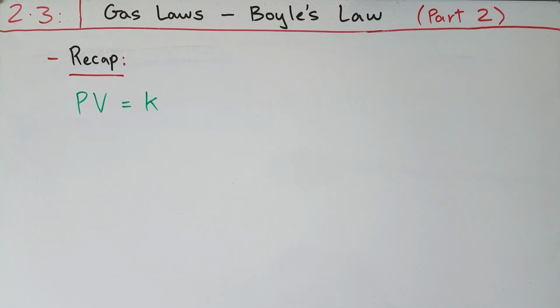In part 1 of section 2.3, we learned that the product of pressure and volume can be represented as the proportionality constant of those two variables. We also learned that the pressure is inversely proportional to the volume of the gas. In terms of mathematical equations, you can represent it as PV equals K, and the pressure being proportional to 1 over volume. In other words, the pressure is inversely proportional to volume.